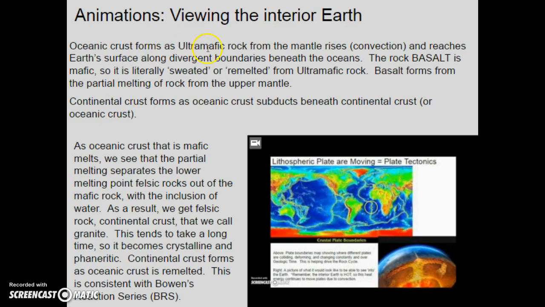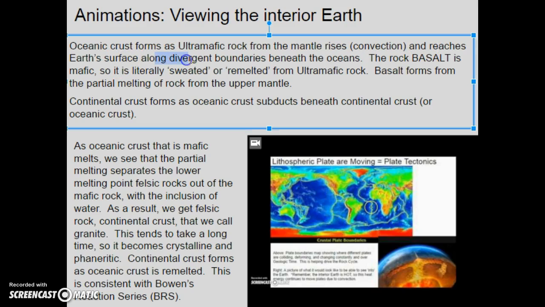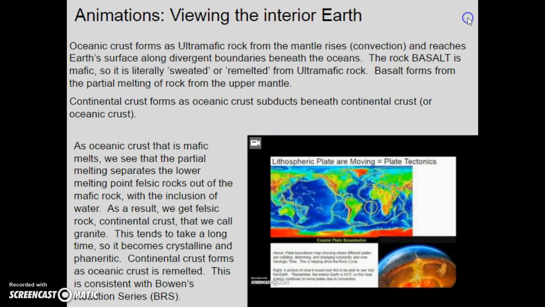Oceanic crust forms as ultramafic rock from deep within the mantle. It rises due to convection, and it reaches the Earth's surface along divergent boundaries. In this case, the rock basalt is mafic, so it is literally sweated or remelted out of ultramafic rock. Basalt forms from the partial melting of the rock from the upper mantle, right? Upper mantle is going to be ultramafic.